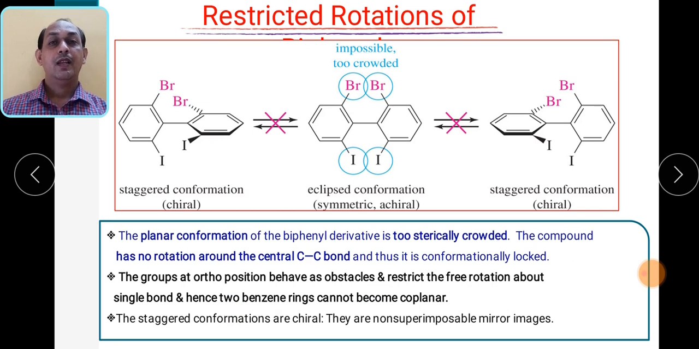What it means is that when a substituent is present at the ortho position, the rotation becomes restricted, just like these ortho groups act as an obstacle in between their free rotation. Okay, so this is not allowed. So for this particular structure, staggered conformations are chiral while eclipsed is achiral.